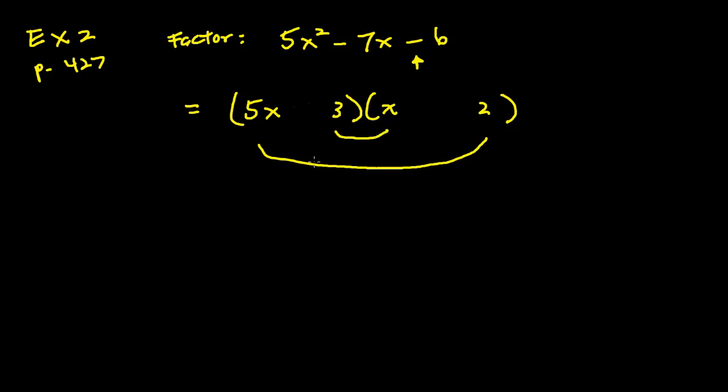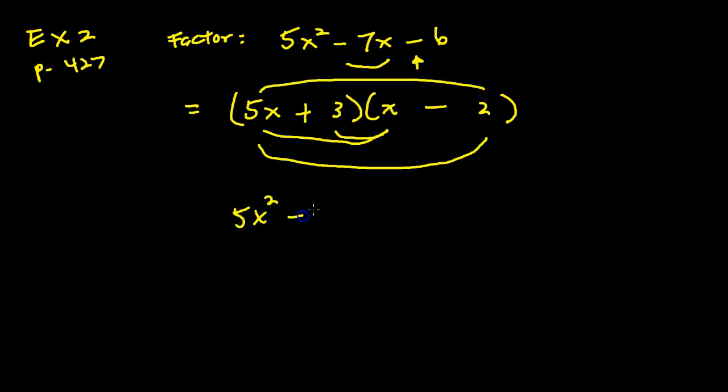And yes, indeed, I can get a 10x and a 3x to add up to a minus 7x if I play the signs right. I think this will do it here. If the 2 is negative and the 3 is positive here, let's try it. The first product is 5x squared. The outer product is negative 10x. See what happens with that negative sign? And the inner product is plus 3x. And the last product is minus 6.